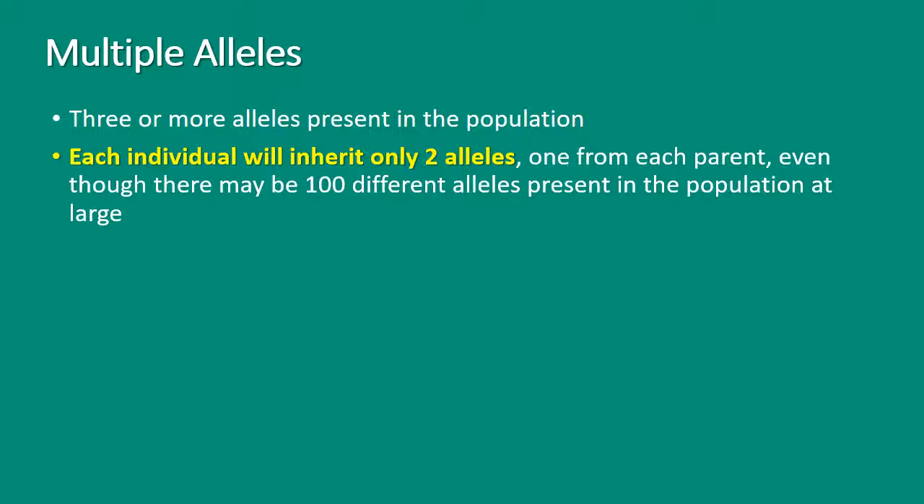But in more complex situations, like in humans, there are going to be a lot of situations where there are several alleles present for one particular gene. But just keep in mind, there may be 50 different possible alleles, but each individual is only going to have 2, because you can only inherit 2 alleles, one from each parent.